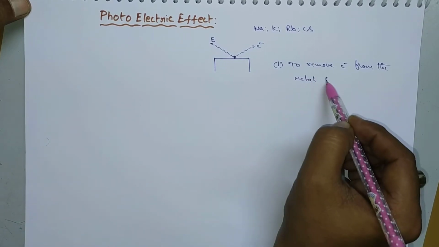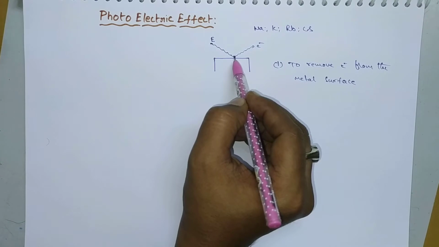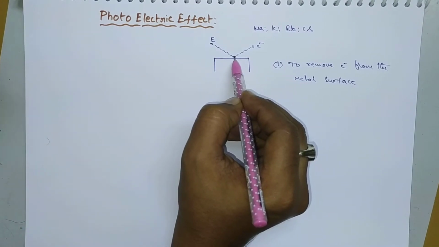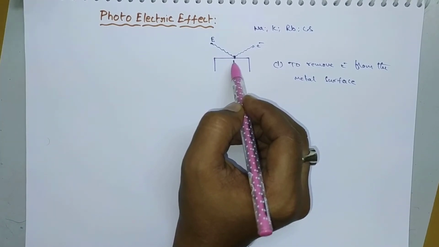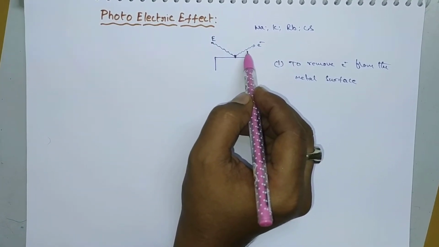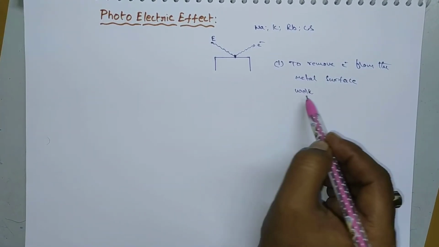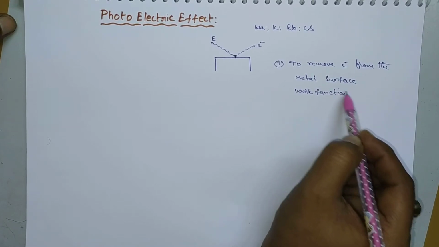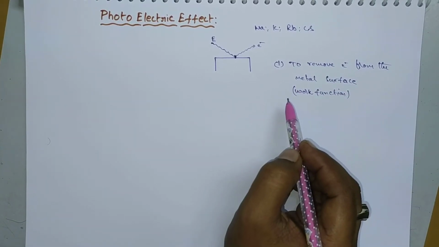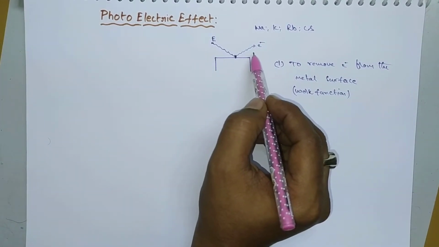Here the electron is bound to the atom by the influence of the nucleus, so we have to remove this electron by using some amount of energy. The energy required to remove this electron is called the work function. Some amount of work is done to remove that electron, so that's why it is called work function.